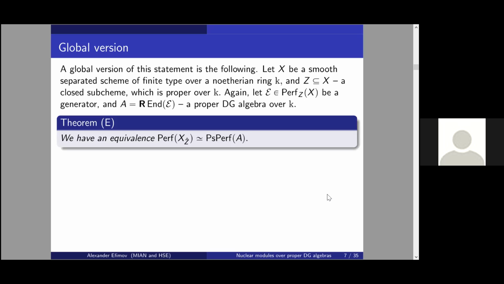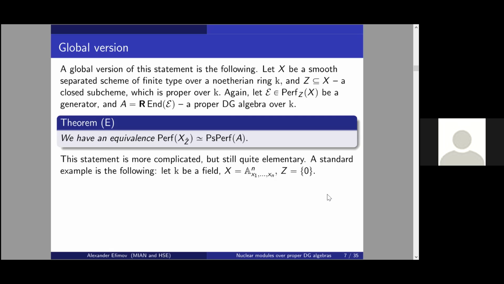Now we have a more general equivalence. So we take perfect complexes on this formal scheme, just the completion of X at Z, and they're again equivalent to pseudo-perfect modules over A. And this is less well known, and the statement is more complicated, but still it's not very hard to establish. And a standard baby example, which I formulate in this slightly more general context.